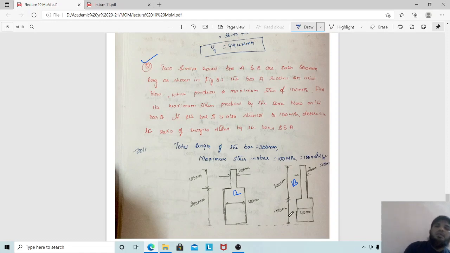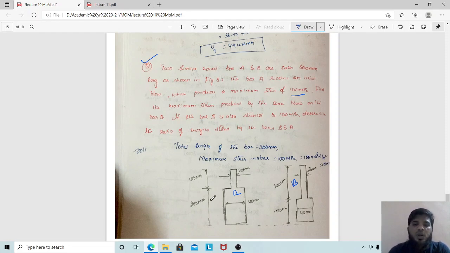But both the bars are of the same material and same length. They have produced a maximum stress of 100 megapascals. So it can take maximum sigma as 100 megapascals. Find the maximum stress produced by the same blow on the bar B. If bar B is also stressed to 100 megapascals, determine the ratio of energies stored by both the bars.